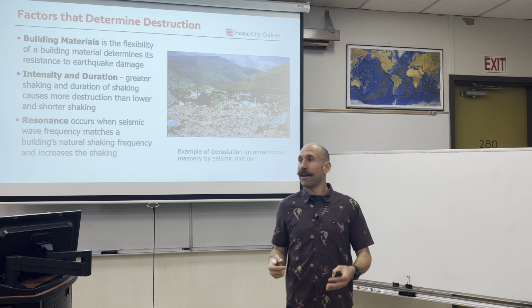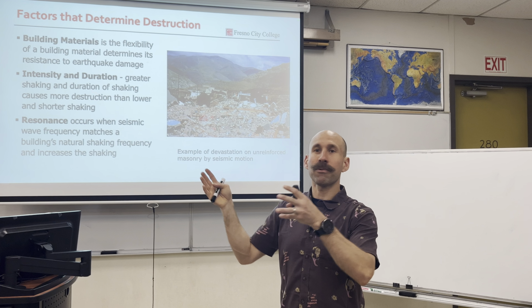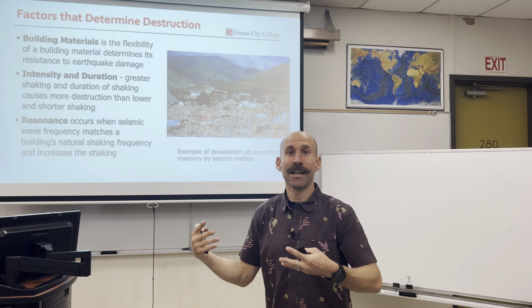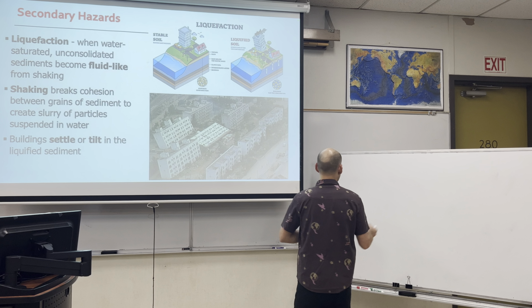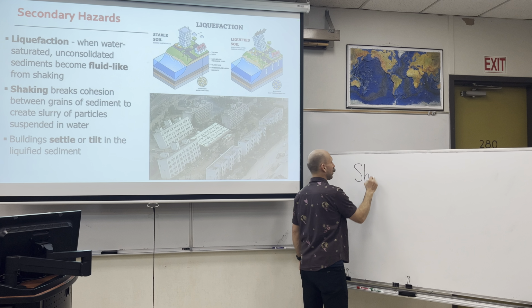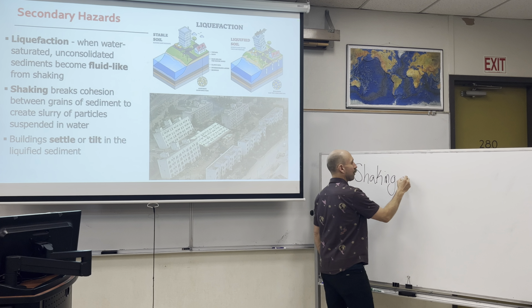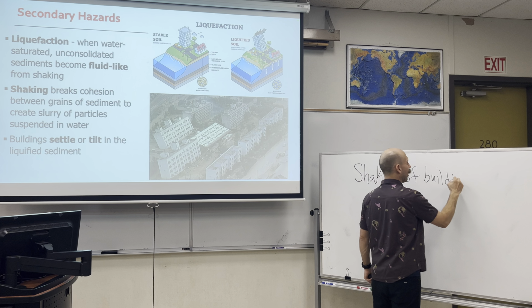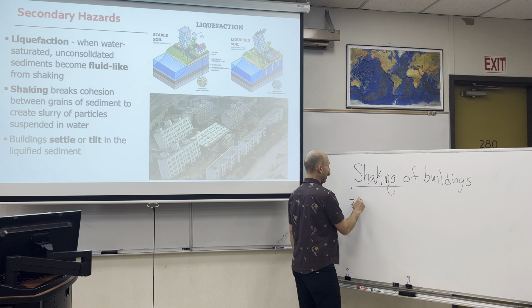So if earthquakes don't kill people, buildings do, then what are the properties of the building to resist the shaking that is occurring from the earthquake? So first and foremost, shaking of buildings. This is our primary hazard. And then we've got secondary hazards.